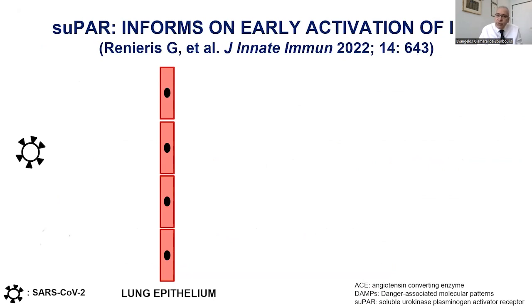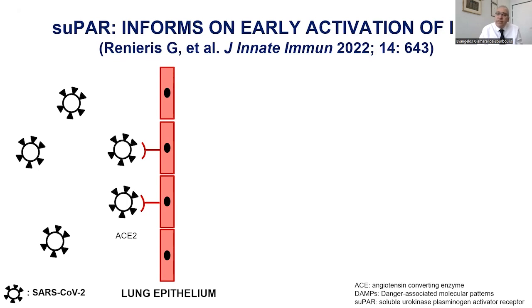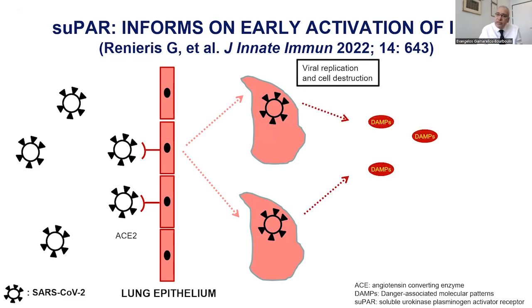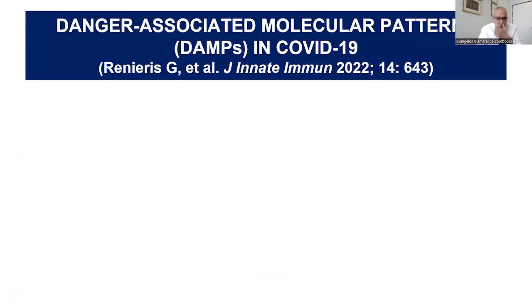The idea is that we know very well that the virus is binding to the ACE2, which functions as a receptor on lung epithelium. With this in mind, the virus is endocytosed. There is a rapid viral replication inside the epithelial cells, and as a result of that, the cell disrupts with the release of danger-associated molecular molecules. Which are the main ones?